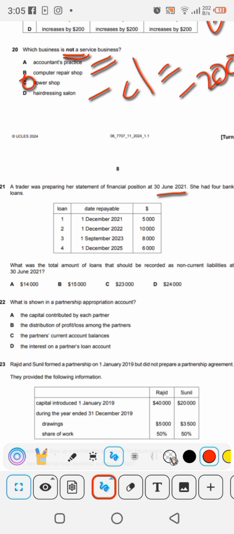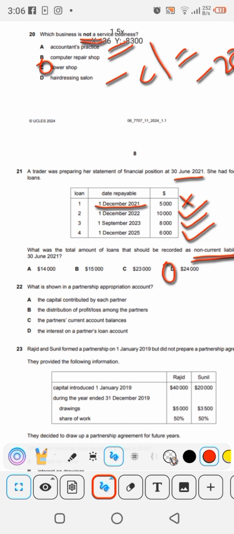So if we calculate, 30 June 2021, if we look at it, 1st December 2021 is not more than 1 year from 30 June 2021. Then others, for December 2022, for September 2023, and December 2025, all of these loans are for more than 1 year. So we'll add all of them, which will give an answer of 24,000. The correct answer will be D.